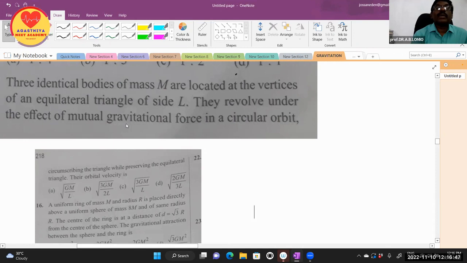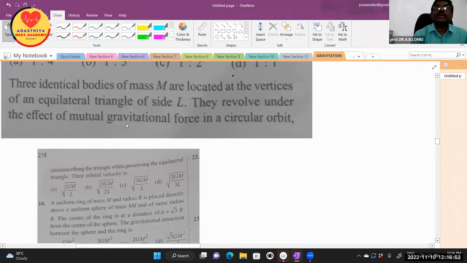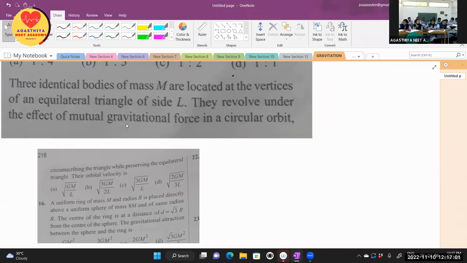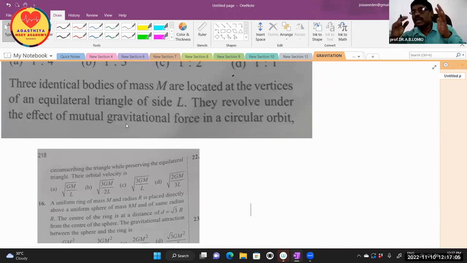Three identical bodies of mass M are located at the vertices of an equilateral triangle of side L. They will revolve under the equal mutual gravitational force in a circular orbit, circumscribing the triangle while preserving the equilateral triangle.